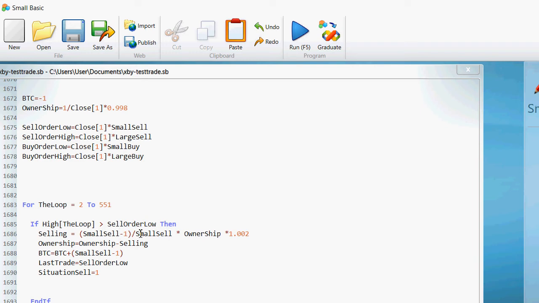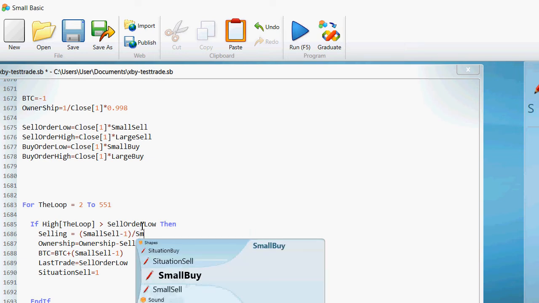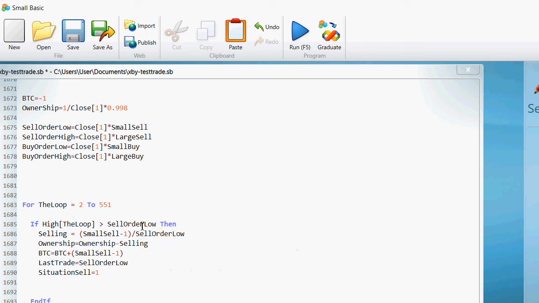So therefore, I'm going to take instead small sell minus 1, and we're going to divide this by sell order low, because that would be what the number is. So say if it's again 0.1, if small sell is 1.2, that would be 0.2 divided by the sell order.